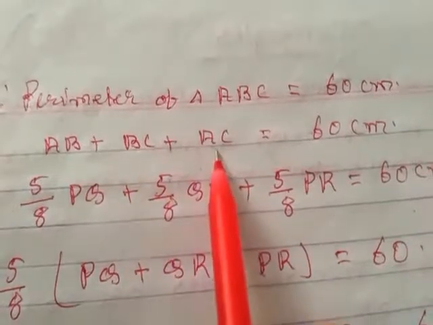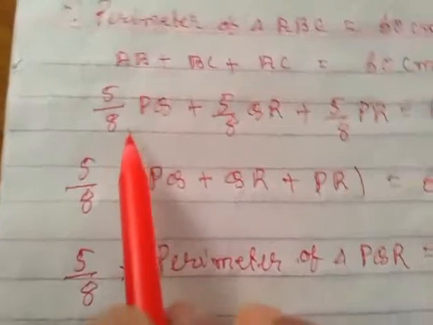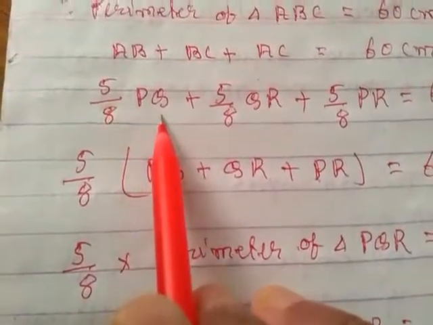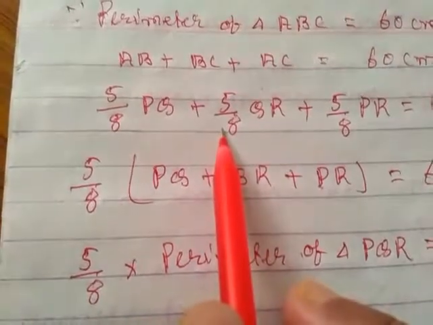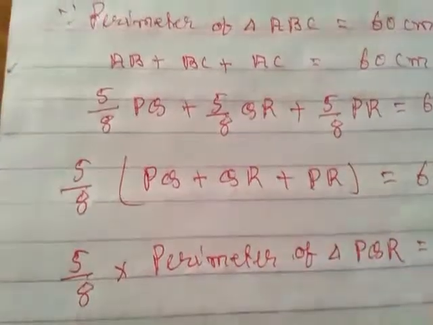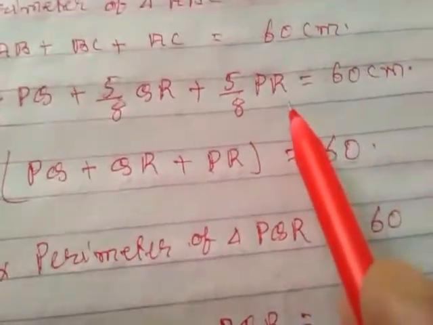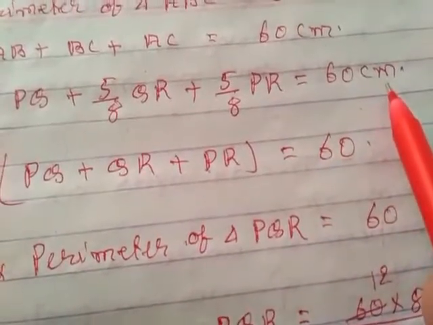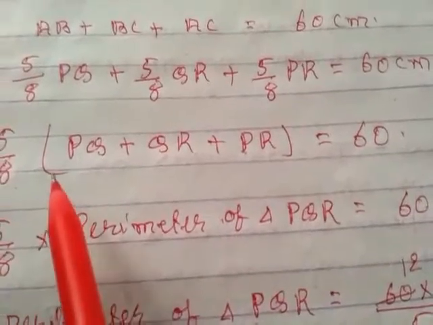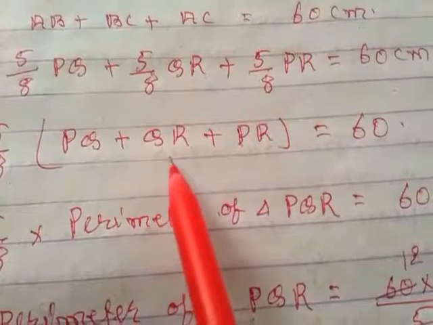Now you substitute the value of AB, which is 5 by 8 PQ, plus value of BC, that is 5 by 8 QR, and value of AC, that is 5 by 8 PR, which is equal to 60 centimeter. Now take out 5 by 8 as common. So now we have 5 by 8 into (PQ plus QR plus PR), which is equal to 60.